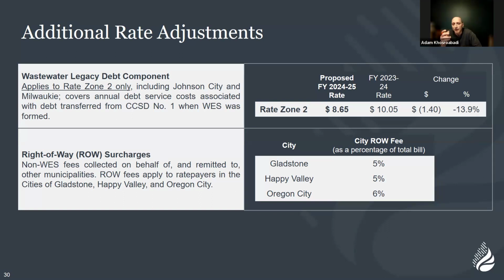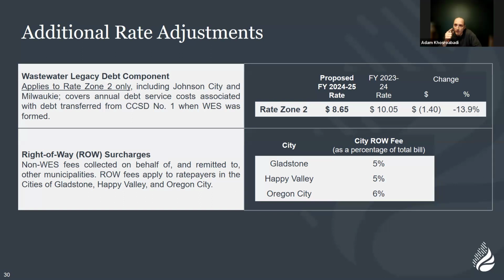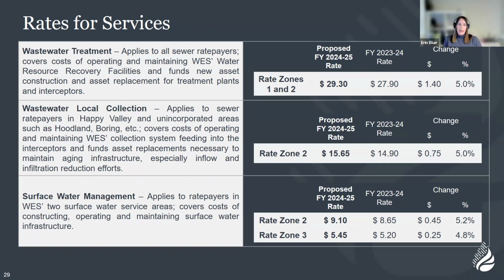Yes, if I remember correctly, you mentioned that Milwaukee was zone 2A, correct? Yes. So does the previous slide showing those rates apply to Milwaukee? Because I know the legacy debt does. Yes. Sorry, I should have included rate zone 2 and 2A on this slide.